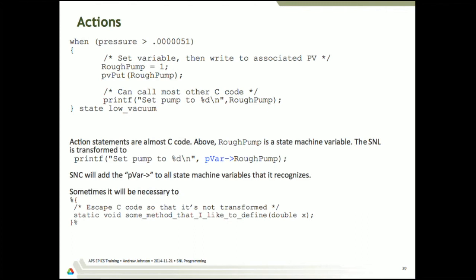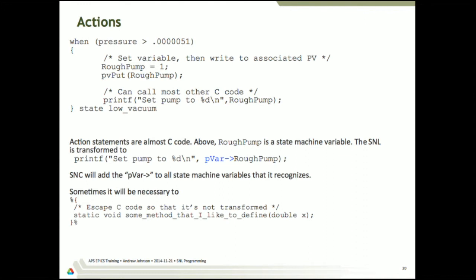And you might find that you're doing lots of math, calculating a few values, and then you do all the puts at once. Similarly, we can call printf, and we can call other functions in other libraries, and so on. You can just put those statements inside your actions. Action statements, as I said, are almost C code, and so the state notation compiler translates the access to the printf statement from just giving the rough pump variable. It actually translates this because rough pump becomes a member in some structure, and so it does the conversion for us. We don't need to worry about how that works internally.